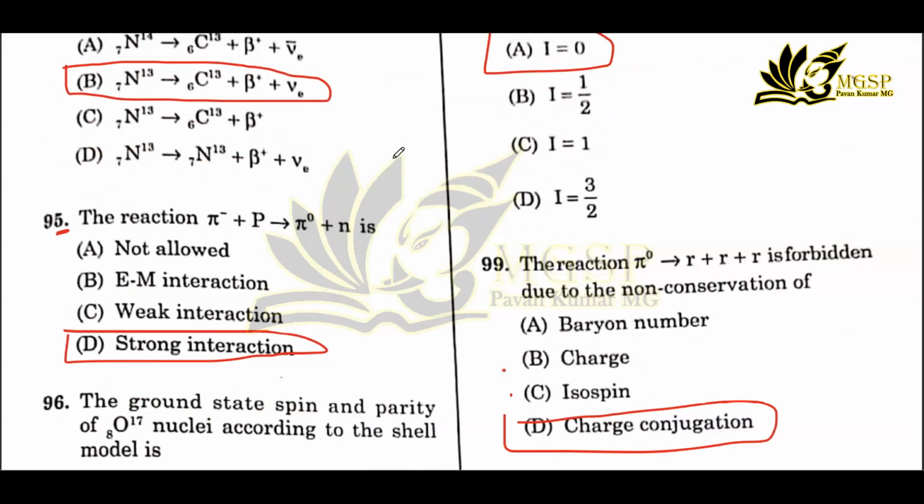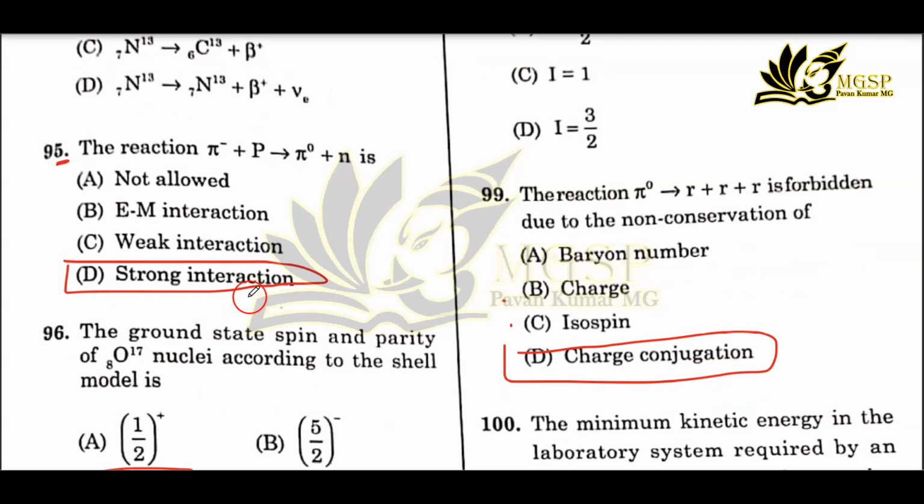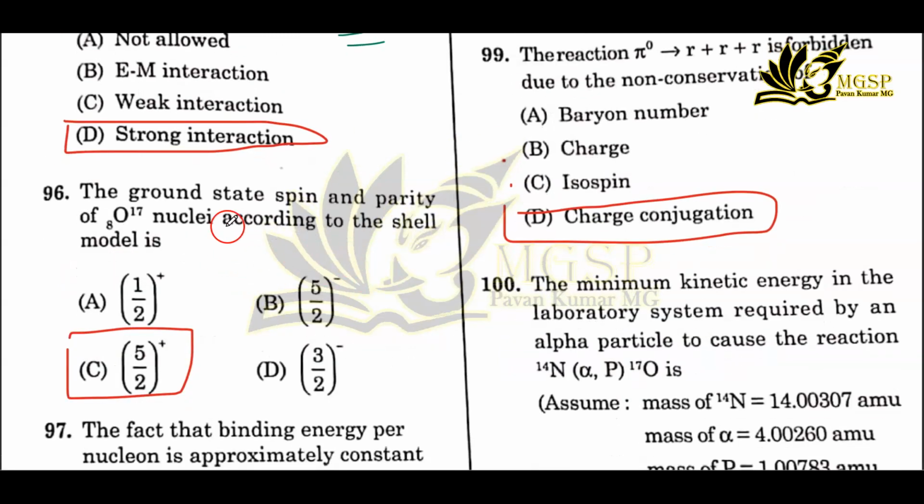Next, coming to the reaction. This is the strong reaction. We need to see the spin parity, charge, isospin, baryon number, lepton number. When you find that, we found it was a strong interaction. And we have seen this, finding the ground state energy of a nucleus. So we got the expression.